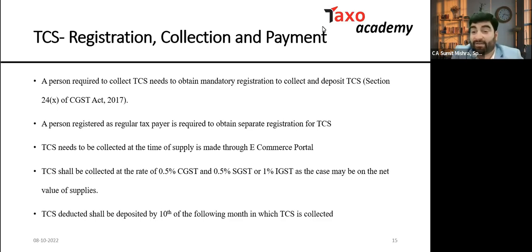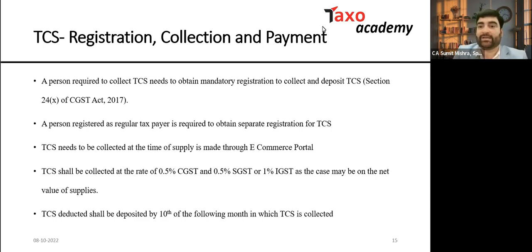Again, I said TCS registration. Every e-commerce operator, for example Flipkart kind of operators, is supposed to take mandatory registration, because if they are not taking registration, then the purpose of bringing the provisions of TCS will be defeated, because the person who is creating a trail is absent. Then how can the trail be created? So just to create that trail, they have made it mandatory for all the e-commerce operators to take registration.